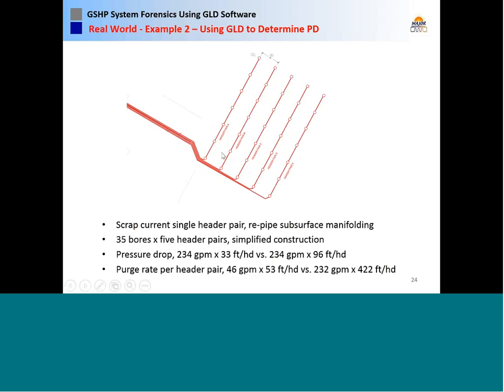So now you could actually purge each individual header pair if it were headed in this configuration with a residential purge pump. Wouldn't have been hard at all to do.